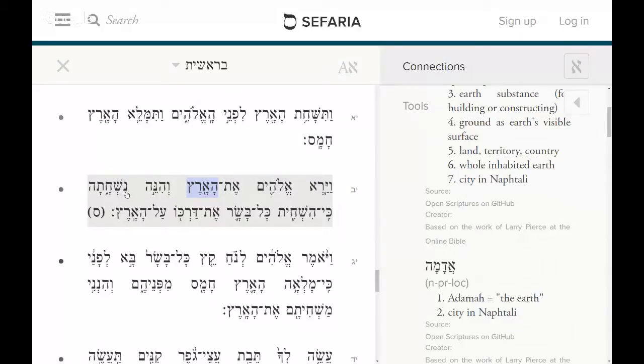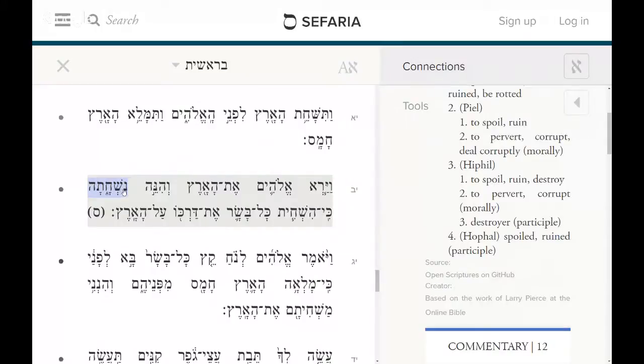Nishchata. So this is the same root as up here, tishachet. It's got shin, chet, tav. But this is not in that conversive vav form. This is just the feminine perfect tense nifal form. So it's just she became corrupt. It was corrupt, right? So it was corrupted. Maybe that would be better. So v'hinei nishchata, and look, it was corrupted. Right. So going on, ki hishchit.